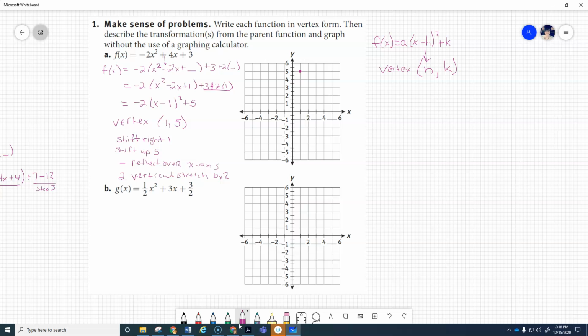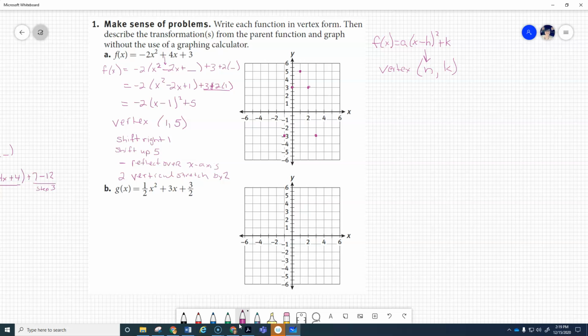So since this has been reflected, it's not opening up, it's opening down. Normally I would go over 1, down 1, over 1, down 1 on both sides. But instead I'm going to go over 1, down 2 because my vertical moves are twice what they would be. On a normal quadratic I would go over 2, down 4, but this time I'm going to go over 2, down 8 because I'm doubling what I would normally do.